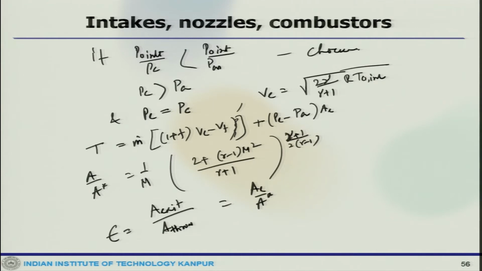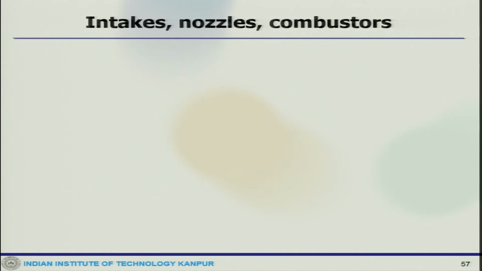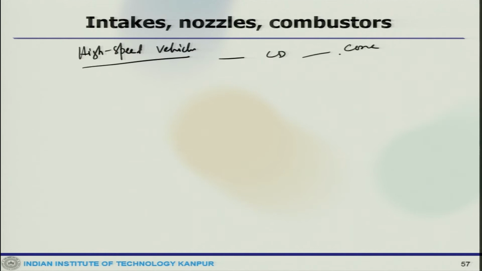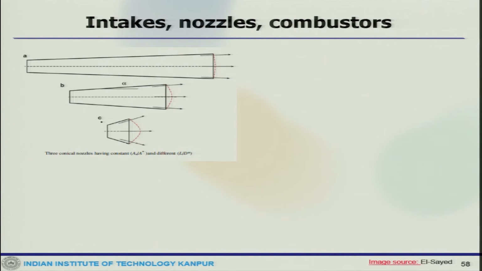Now, another one is the high speed vehicle. High speed vehicles, like supersonic and hypersonic vehicles, use CD type nozzles, and these also have different types. One could be cone type, one could be bell type, one could be annular type. So, if you have a conical nozzle, you can see the structure of different conical nozzles here.